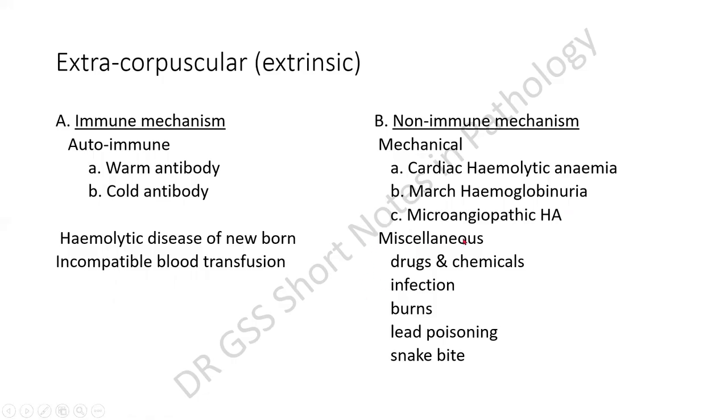Then there can be miscellaneous causes: drugs and chemicals, infections, burns, lead poisoning, snake bite, etc. So ultimately you find that anemia is due to a plethora of conditions. It is not a disease in itself, but a manifestation of a disease, just as jaundice.